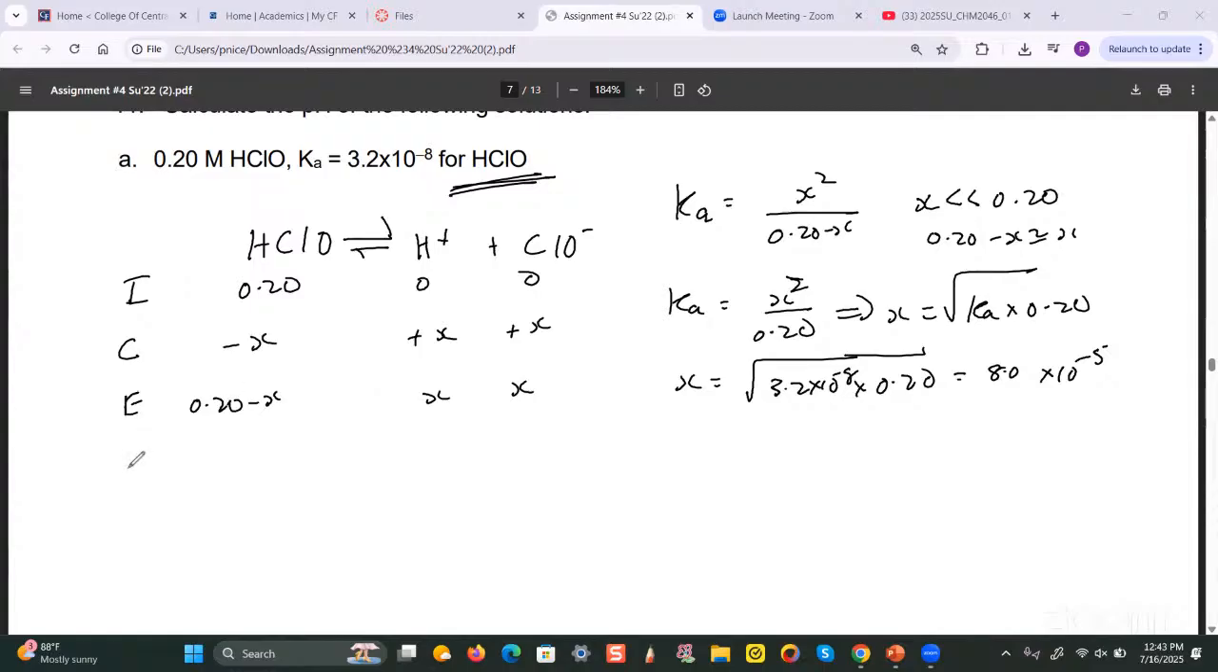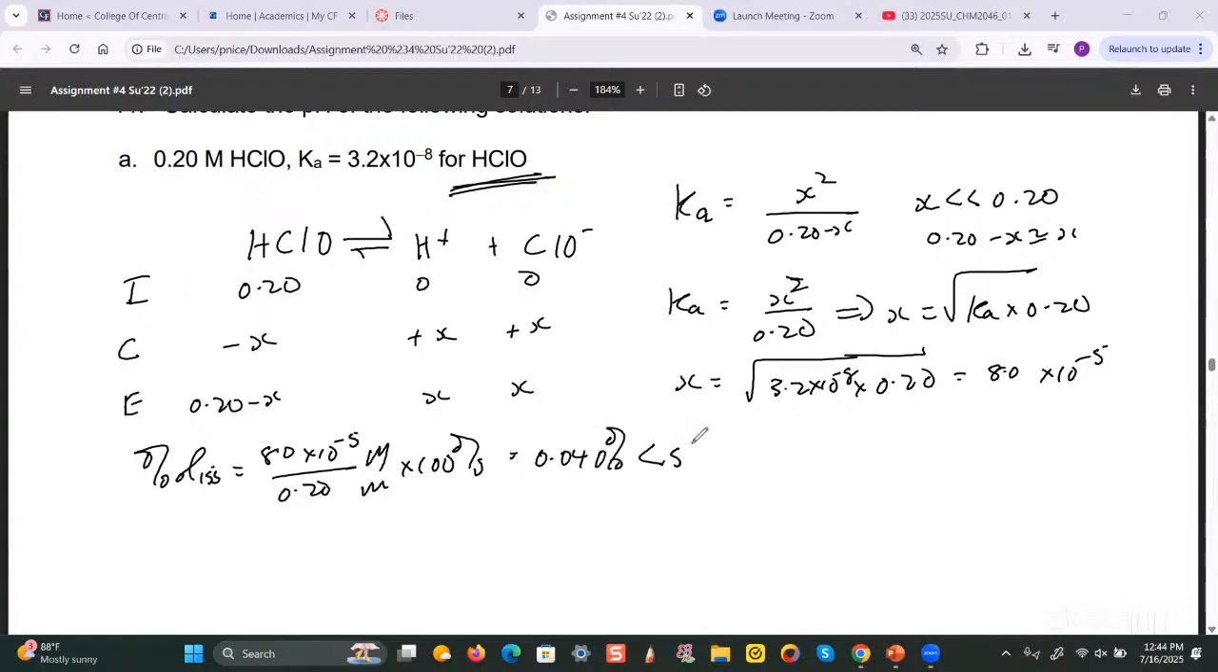Right? The next step would be what? Percent dissociation. All right, so that would be equal to what? 8 times 10 to the negative 5 over 0.20 M, times 100%. So let's see here, 8 times 10 to the minus 5 divided by 0.2 times 100. According to my calculation, this is 0.040%, which is definitely less than 5%. So therefore, that assumption is okay.